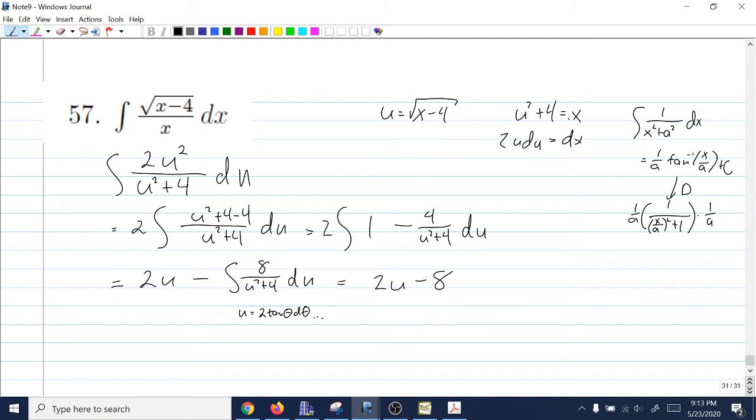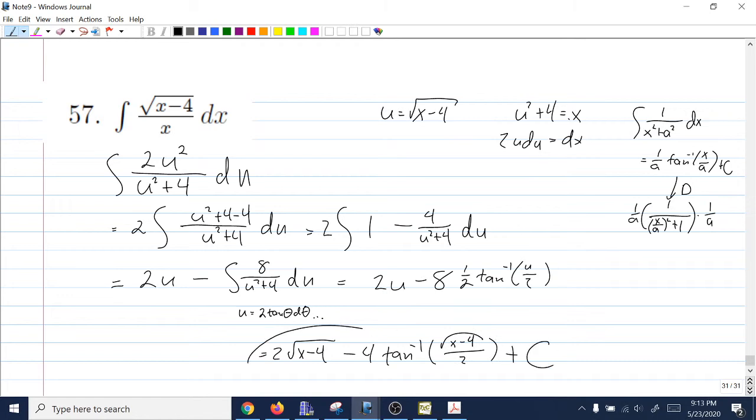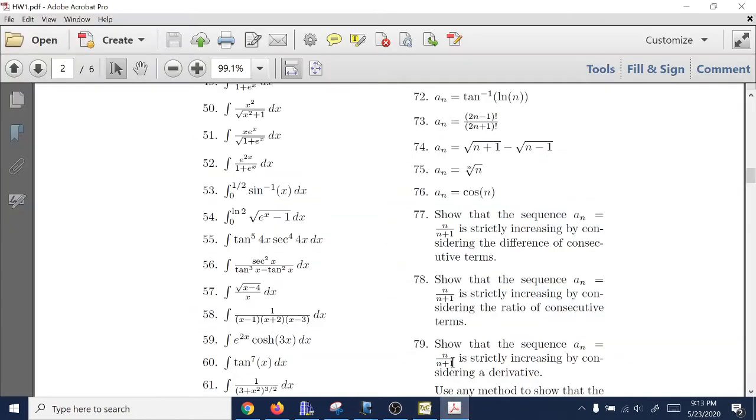Your call. It's 8 times 1/2 tangent inverse u over 2. What was u? u was root x minus 4. So I get 2 root x minus 4 minus 4 tangent inverse root x minus 4 over 2 plus a constant. Whew. 59.